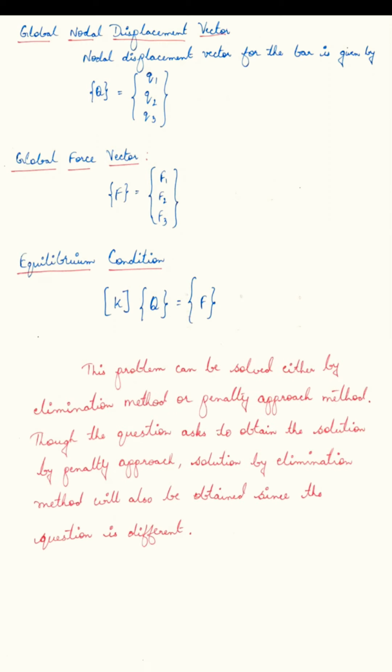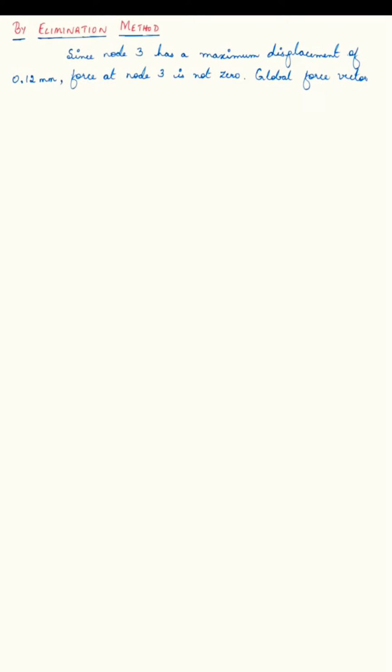The further solution, as I told you before, could be obtained by either the elimination method or the penalty approach method. In the examination, asking both the methods to solve a single problem is highly unlikely, but any one of the methods from these two can be asked. Particularly for this problem, there are chances that either of the methods can be asked. Hence, we will obtain the solution by both the methods. You will also see that there is a small change in the values that you obtain by both the methods. So we will take up the elimination method first.